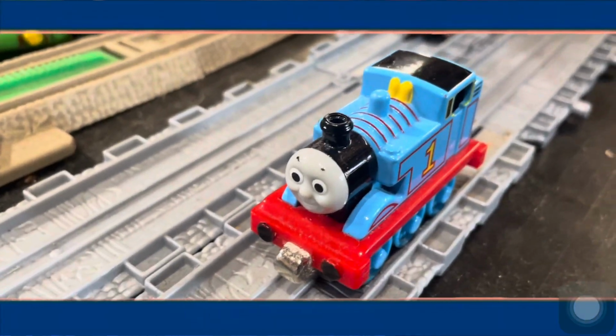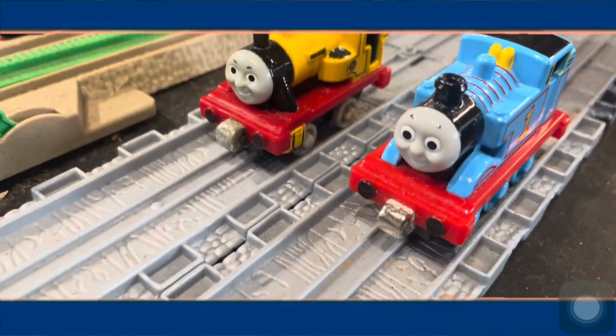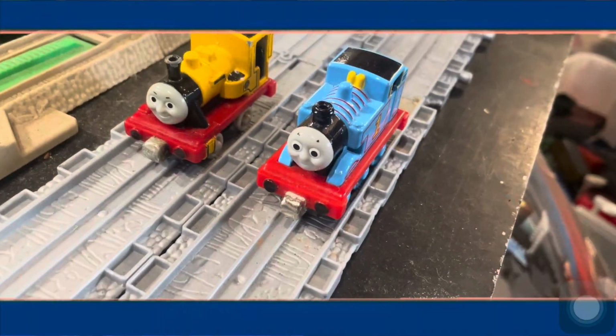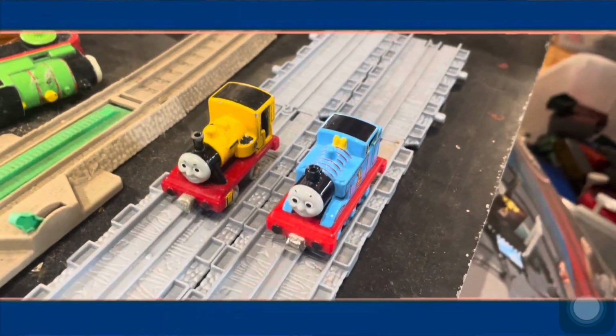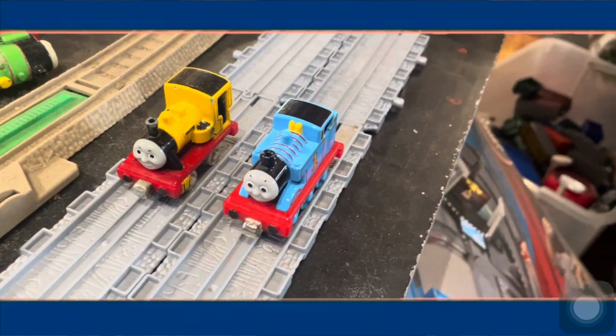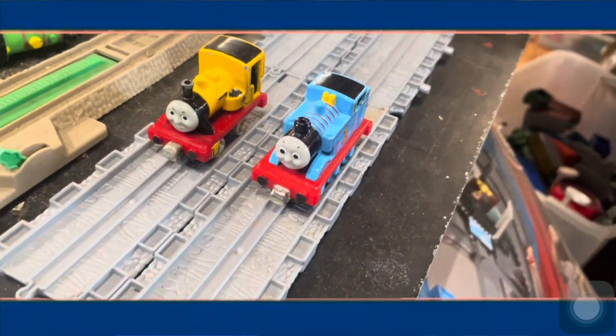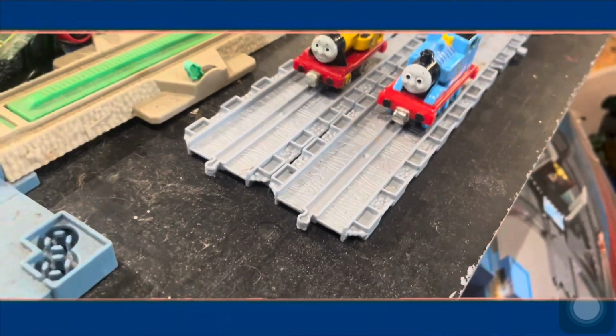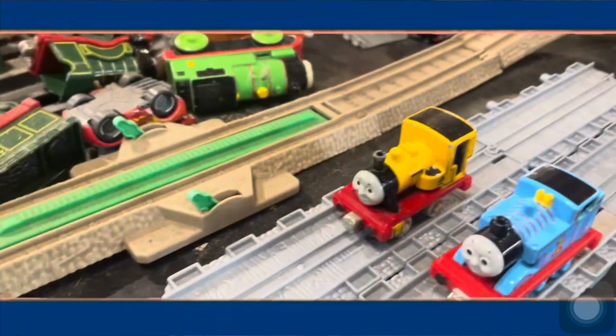Here is Thomas, and here is Duncan. Thomas is a standard gauge engine, and Duncan is a narrow gauge engine. They're both different gauges, and different steam engines. Can you see what the difference is between standard gauge and narrow gauge? Let's take a look, shall we?